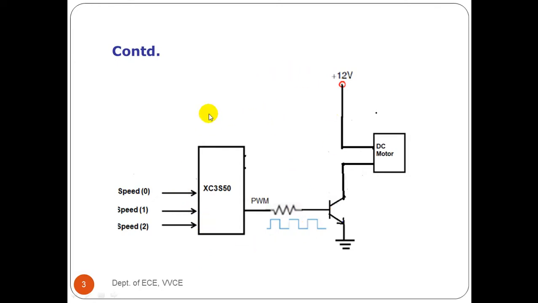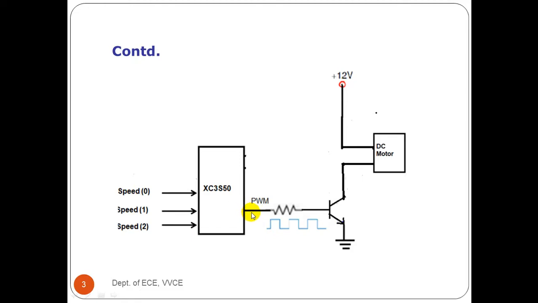This is the interface diagram for speed control of DC motor with 3 input switches. 8 different combinations can be given. Correspondingly, we can have 8 different speeds of rotation of DC motor. That is, 000 condition of switch represents the speed 0, and 111 represents the maximum speed of DC motor, and in between combinations represent the in between speeds.